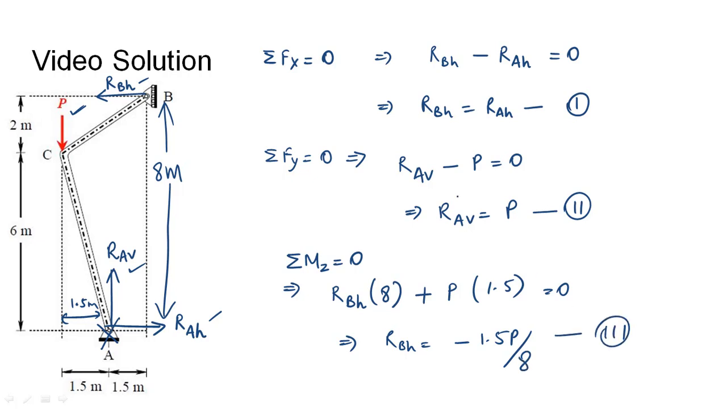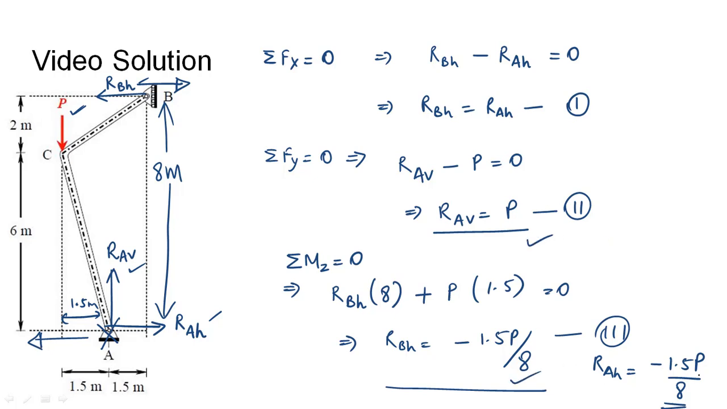So we can see that we know the value of RAV, that is P. We know the value of RBH, that is minus 1.5 P by 8. Minus simply indicates that the direction will be opposite to what we have assumed. And RAH will be equal to a similar value as RBH, which is minus 1.5 P by 8. And similarly to RBH, we have assumed a wrong direction for RAH and it will be in the opposite direction. But here, since we are asked only about the magnitude, it will be P, 1.5 P by 8 and 1.5 P by 8 for the three reactions.